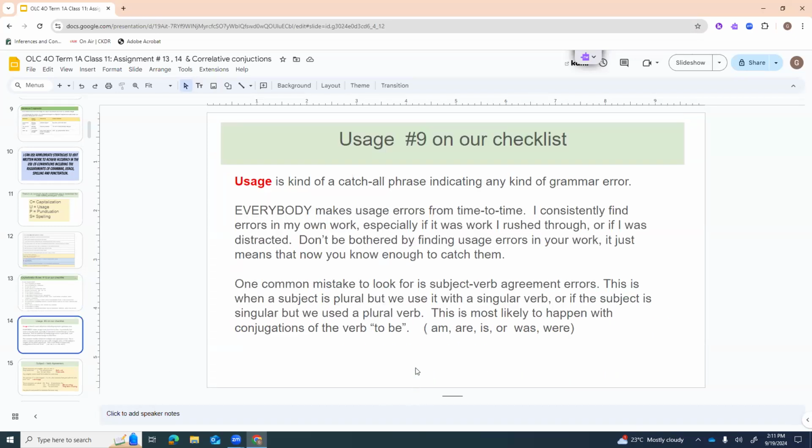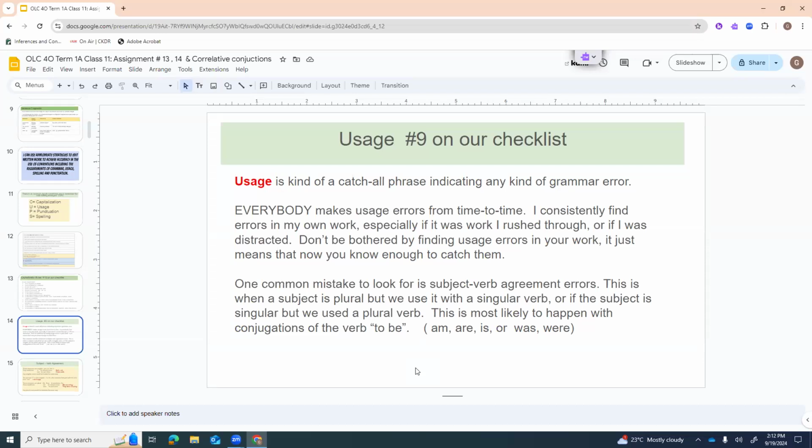Okay. Number 9 is the one we skipped over before, and that's usage. Usage is kind of a funny phrase. It just basically means any kind of grammar error where how they've used it is a little bit different than how it's normally used, okay? Everybody makes usage errors from time to time. For one reason, things change over time. Sometimes what's common in one era is a little bit different. I consistently find errors in my own work, especially if it was work I rushed through or if I was distracted. So don't be bothered if you find usage errors in your work. It just means that now you know enough to catch them.